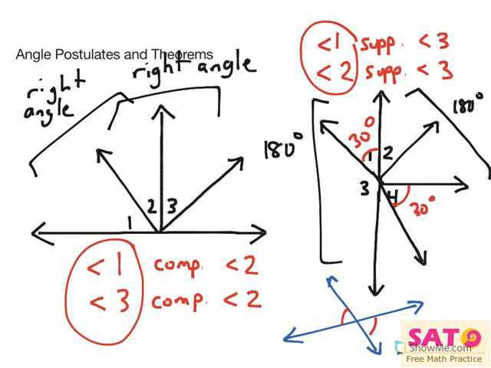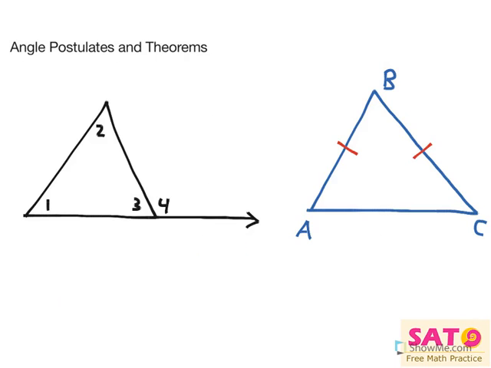Alright, now let's talk about theorems and postulates with angles in triangles. So right here we have two triangles. Let's talk about the black one. So the concept we need to know for this one is that a triangle always adds up to 180 degrees. That means if you know two angle measures, then you can figure out the third one. So this is angle 1 plus angle 2 plus angle 3 always equals 180.